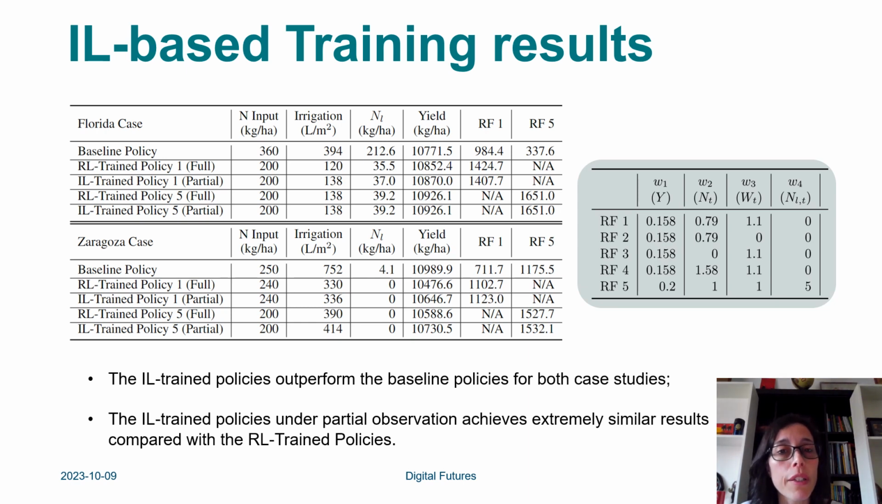With imitation learning, the policies were trained by imitating the actions determined by the experts, which are the previously reinforcement learning trained policies under full observation. We ran the simulations with the expert policies to create the demonstrations and store the generated pairs of observations and actions. The results show that the imitation learning trained policies outperform the baseline policies for both case studies, and that under partial observation, the imitation learning trained policies achieve similar results compared with the reinforcement learning trained policies.